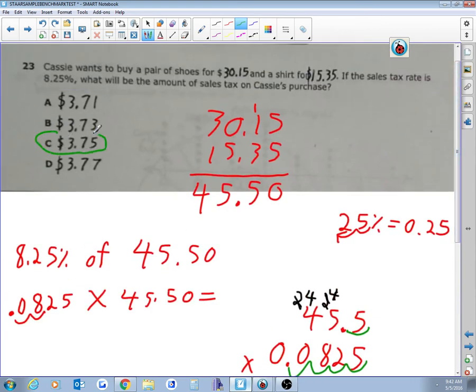$3.75. With tax questions, always ask yourself, is it reasonable? If you were to spend $45.50 at the store and they charged you $3.75 tax, yes, that's reasonable. Some of the answer solutions for these are not reasonable sometimes. So always think, is this reasonable? Does it make sense? If we got $10 or even $8 for a $45 purchase, that's not reasonable. $8 on 45 is not reasonable at all.